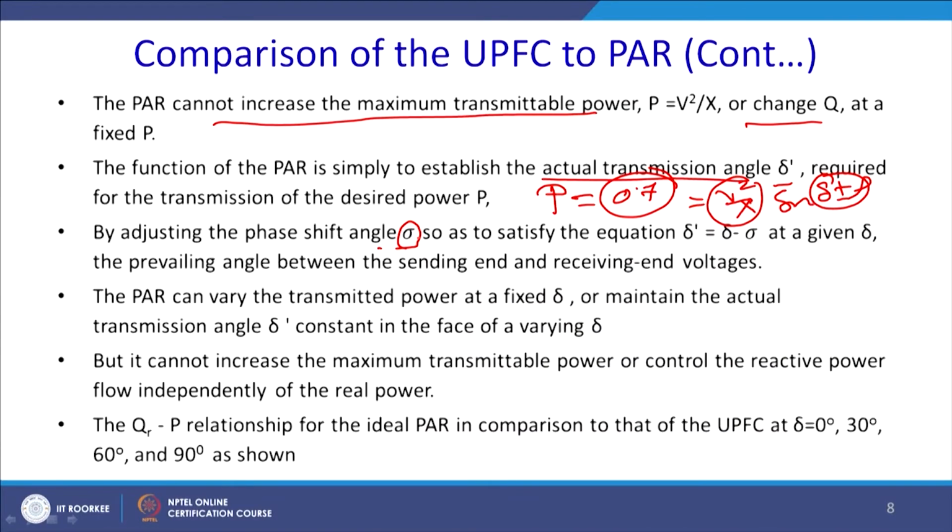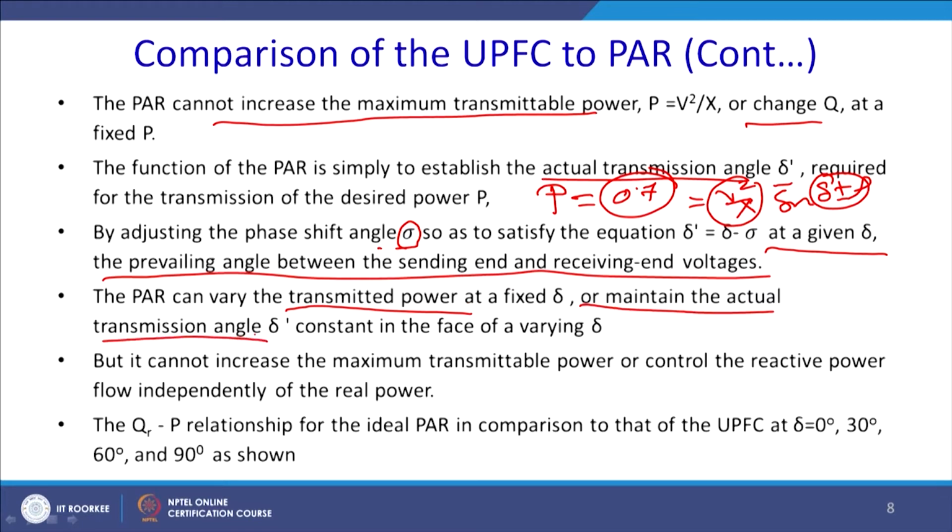Adjusting the phase shift angle sigma to satisfy the equation, delta bar equal to delta minus sigma, where delta is the prevailing angle between the sending end and the receiving end voltages. The PAR can vary the transmitted power at fixed delta, or maintain the actual transmission angle delta constant in the face of varying delta, but it cannot increase the maximum transmittable power or control the reactive power flow independently of the real power.